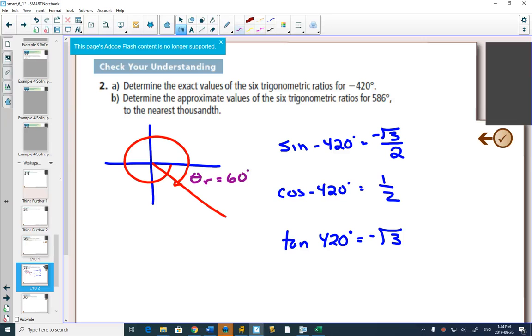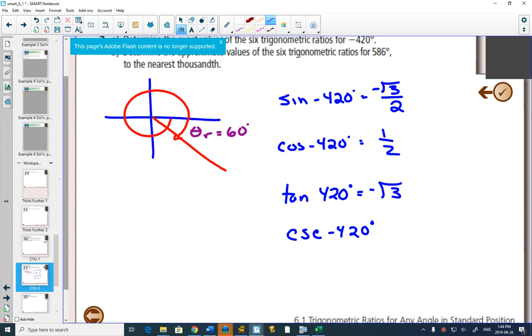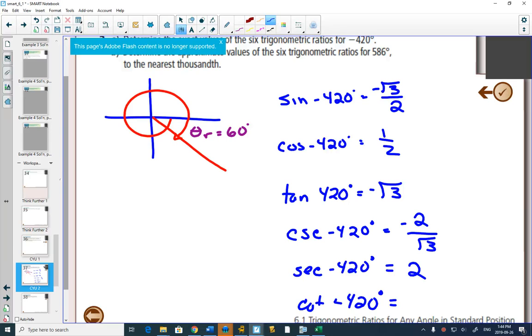And then once we have each of those, we can do the 3 reciprocal functions as well. Cosecant, secant, and cotangent. If we know the ratio for sine, the ratio for cosecant will just be the reciprocal. If we know the ratio for cos, the ratio for secant will just be the reciprocal. And same thing for tan.